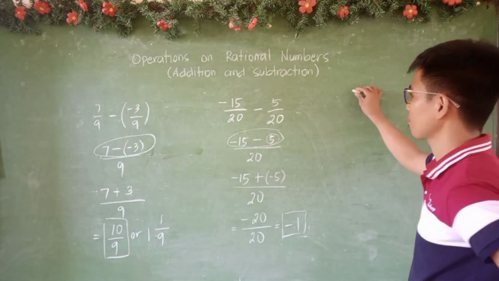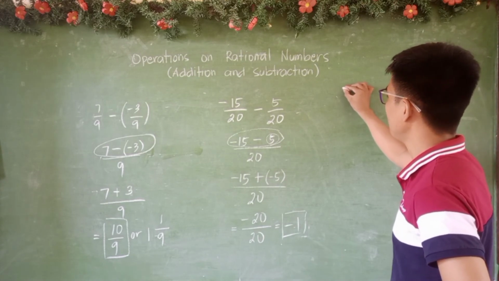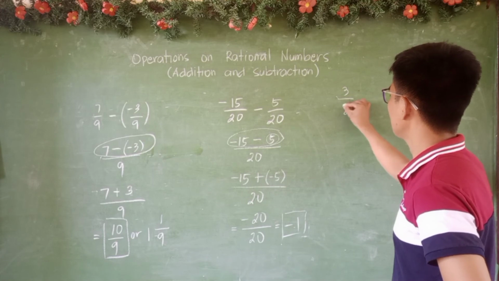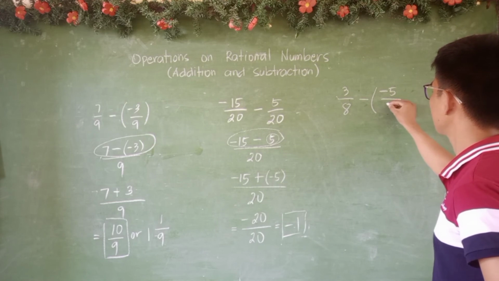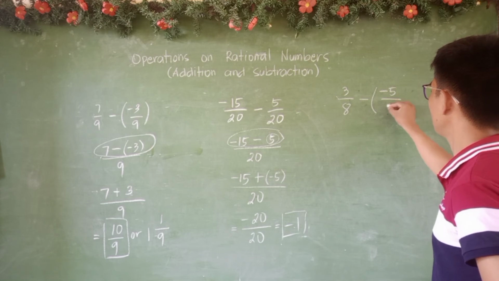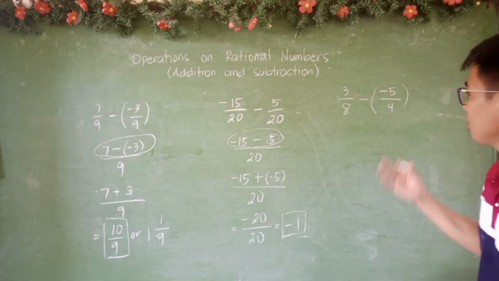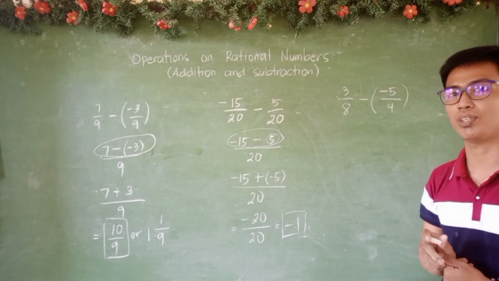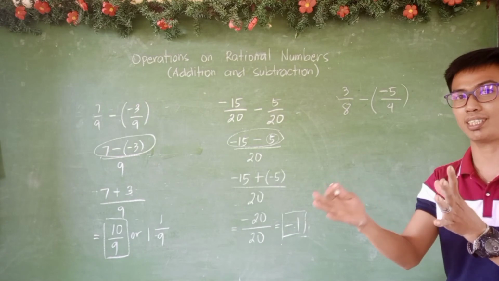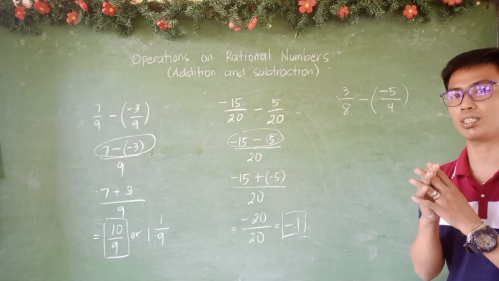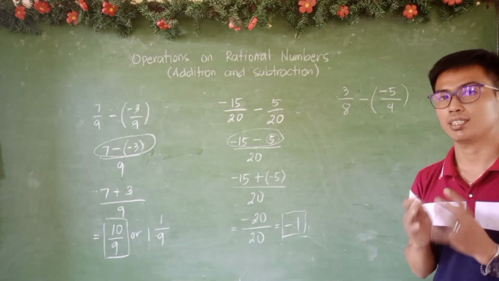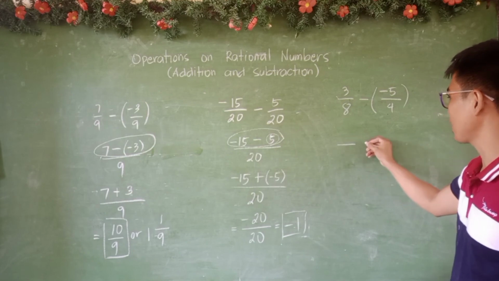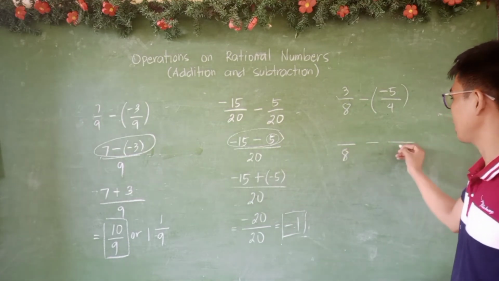So another example. So let's say we have 3 over 8 minus negative 5 over 4. So we have here 3 over 8 minus negative 5 over 4. So what are we going to do? Again, so they are dissimilar fractions. So what we are going to do is to find the LCD. So in the given fractions, the LCD of course is 8. So making them as similar fractions, so we have 8 as the LCD.